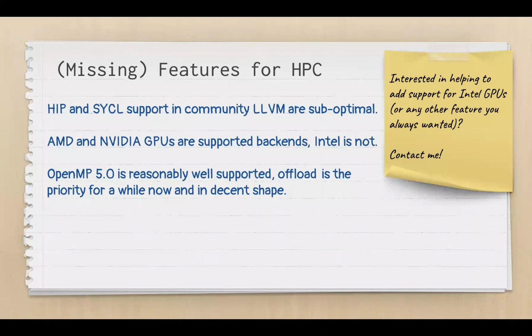OpenMP 5.0 is supported almost entirely, and it's also well tested, with a lot of priority on offloading, obviously. 5.1 and 5.2 features are available selectively. There is a web page on the Clang project that tells you exactly what works and what doesn't, and what you can expect to work. But 5.0 and a lot of 5.1 features will work nowadays.